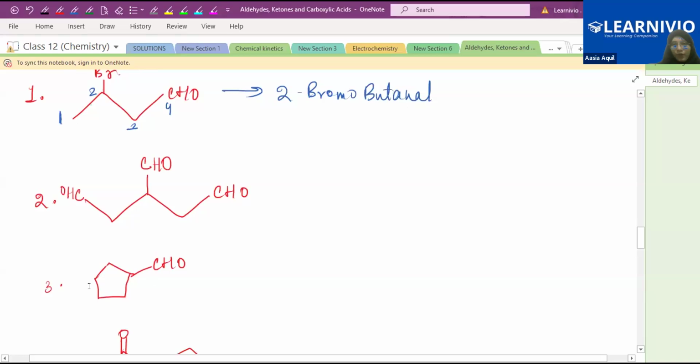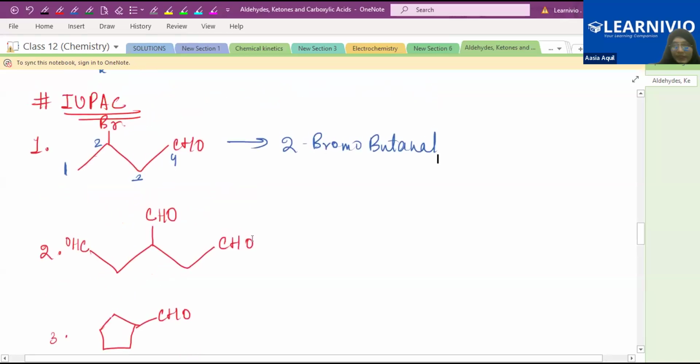Second one. Do you want to try the second one? 3 CHO groups are present. First, we have to choose the longest chain as the parent chain. See, for this type, if you include this and this carbon, you will have to leave this CHO group. You can't include all 3 groups in a parent chain.